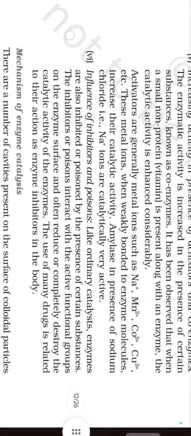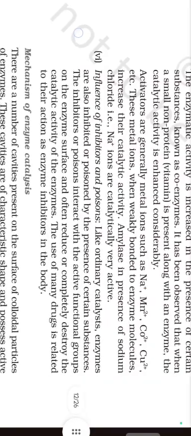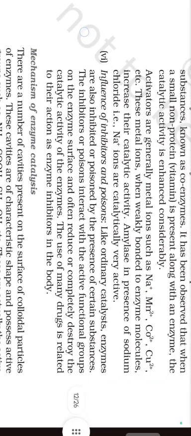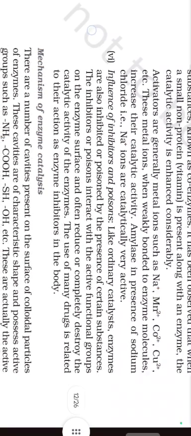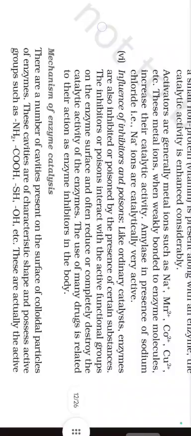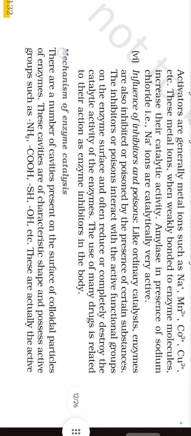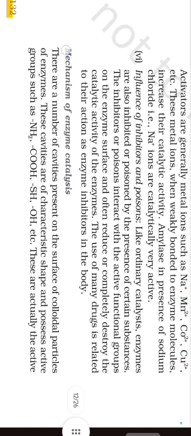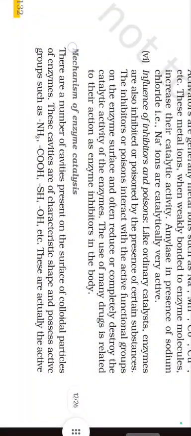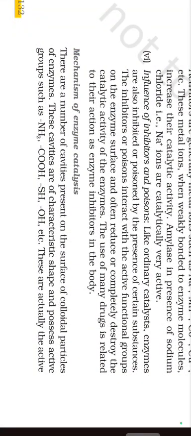The enzymatic activity is increased in the presence of certain substances known as coenzymes. It has been observed that when a small non-protein vitamin is present along with an enzyme, the catalytic activity is enhanced considerably. Activators are generally metal ions such as Na+, Mn2+, Cu2+, etc. These metal ions, when weakly bonded to enzyme molecules, increase their catalytic activity. Amylase in presence of sodium chloride, that is Na+ ions, is catalytically very active.